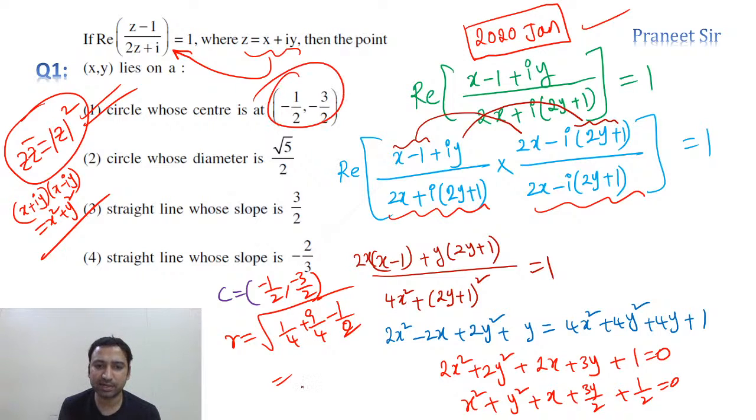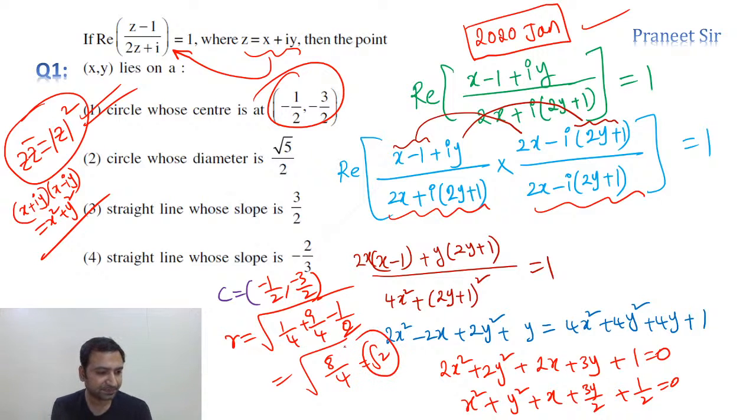Let's calculate radius also. If we calculate radius, what do we get? 10 minus 2, which is 8 by 4, we get. So which is equal to root 2. Radius is root 2, guys. Clear?